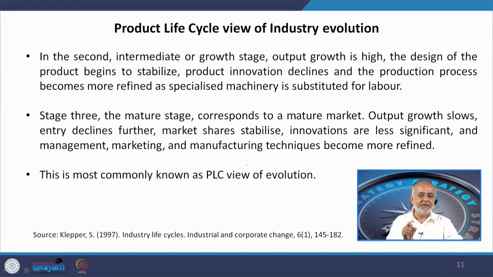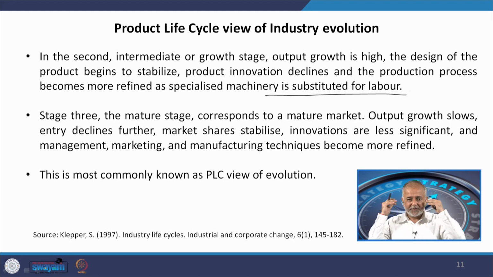So, product innovation declines as the author says, but I would add to this respectfully that it is held back, and the production process becomes more refined as specialized machinery is substituted for labor. This almost happens naturally. Stage 3, the mature stage, corresponds to a mature market. Output growth slows, entry declines further, market share stabilizes. You have a specific market share and you are not actually increasing that somehow, because industry size also gets stabilized. Innovations are less significant. People are trying to reach uphill, and the scope of innovation becomes reduced definitely unless you go for disruptive and radical innovation, and for that you may definitely look into my subject on innovation marketing, marketing of innovation, wherein we have discussed that at length.